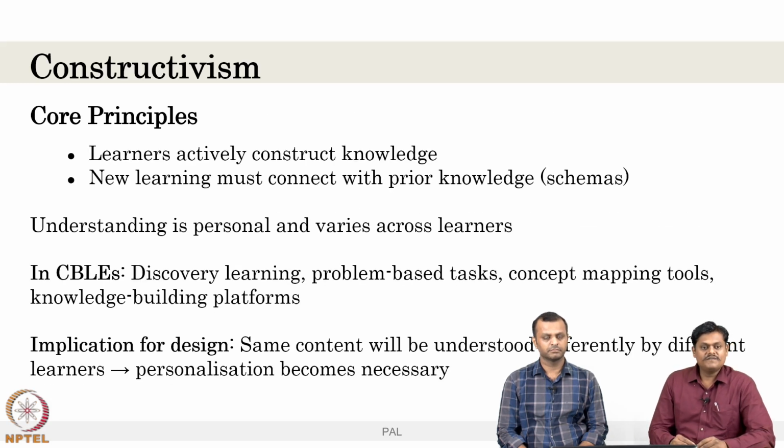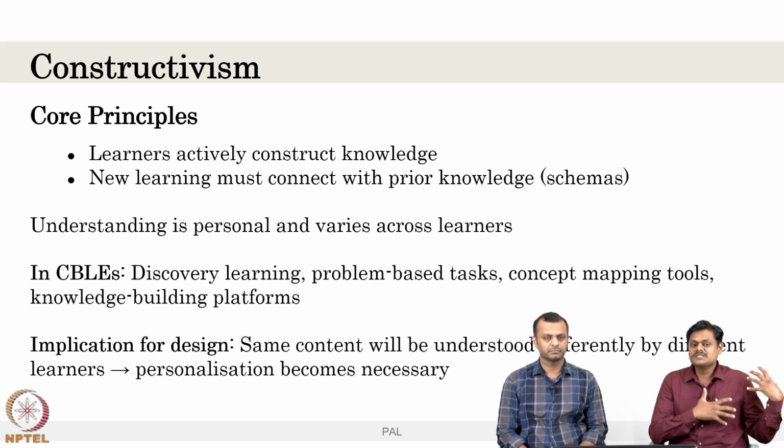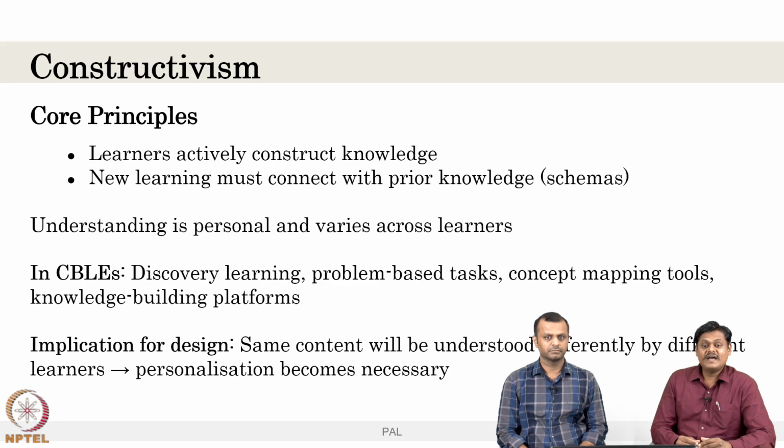Core principles of this learning theory are that learners actively construct new knowledge on the basis of prior knowledge, and new learning must connect with the prior knowledge or the mental schemas present in the learner's mental model. So understanding is personal and varies across learners on the basis of prior knowledge, capabilities and skills. And there are many skills like metacognitive skills and information processing skills.